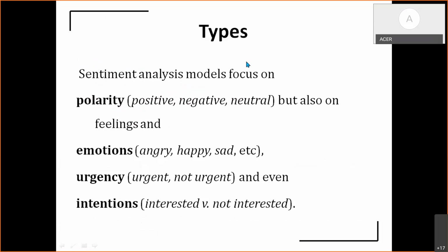Now, sentiment analysis models basically focus on 4 points. First is polarity, that is based on positive, negative, and neutral. Then we have emotions based on angry, happy, and sad. Urgency based on urgent or not urgent, and intentions based on whether the person is interested or not.